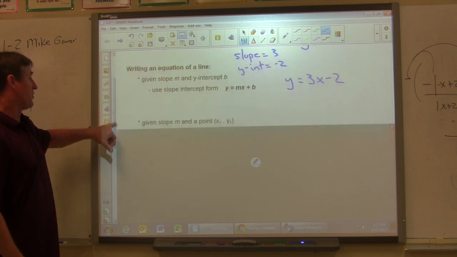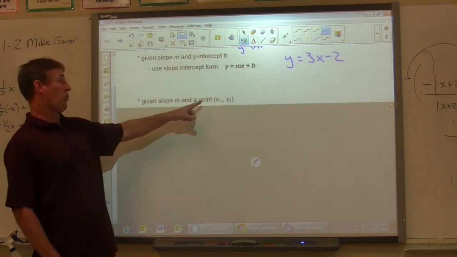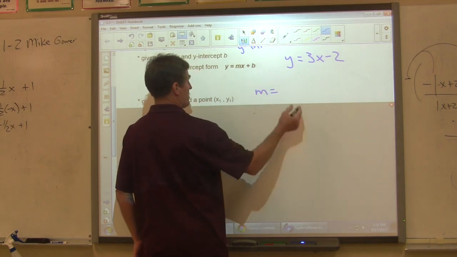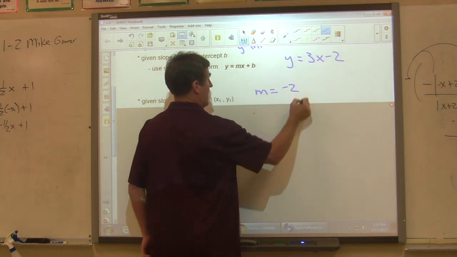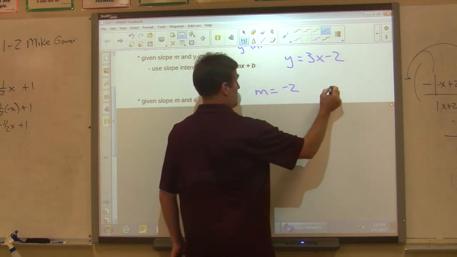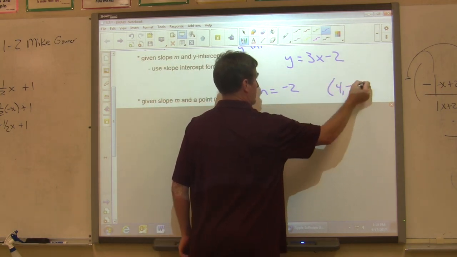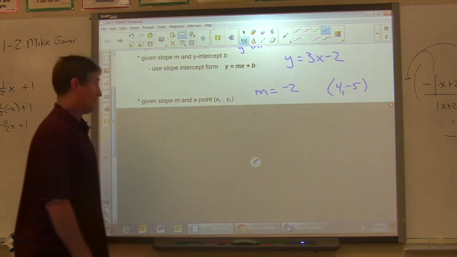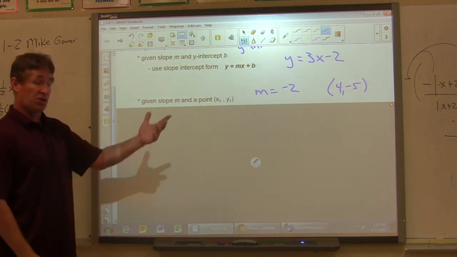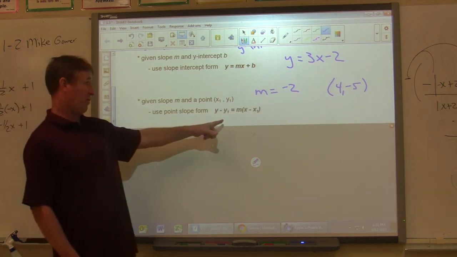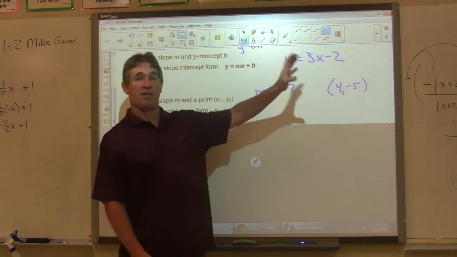The next thing we're going to do is given the slope and a point. So now they tell you m equals, let's say, -2, and it passes through the point (4, -5). There's a couple ways you can do this. The easiest way is to use point-slope form, but let me go through how you did this in Algebra 1.